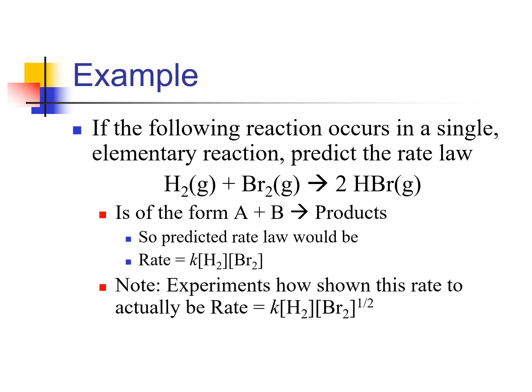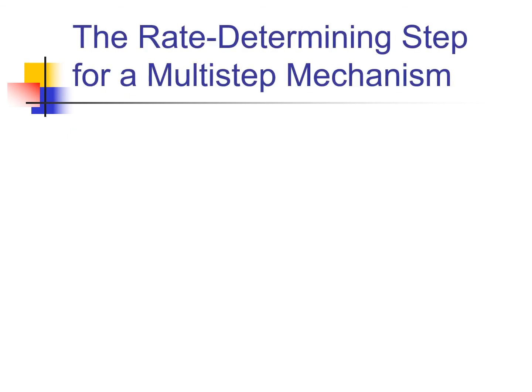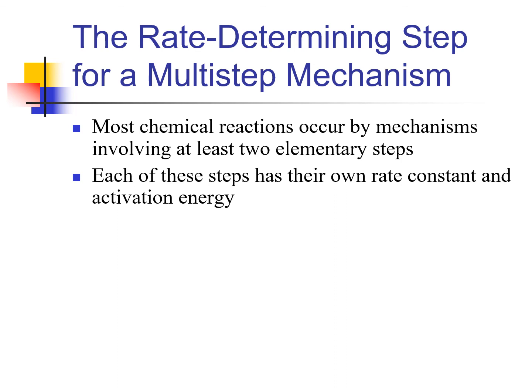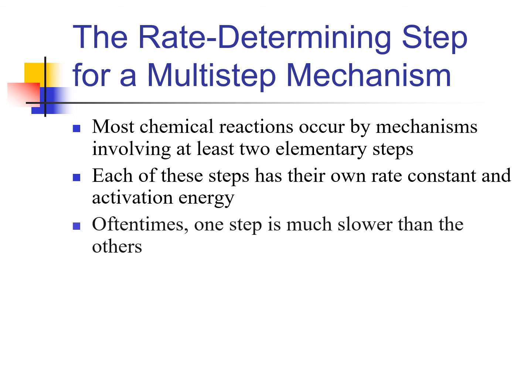So what does that tell us? Because the experimental rate law does not match the predicted rate law, that tells me the reaction is actually multi-step. So if it's multi-step, how do we determine what the rate law for the overall equation is? We use something called a rate determining step. Now again, most reactions occur in at least 2 elementary steps, and each of those steps will have their own rate constant, own activation energy, own rate law, everything.